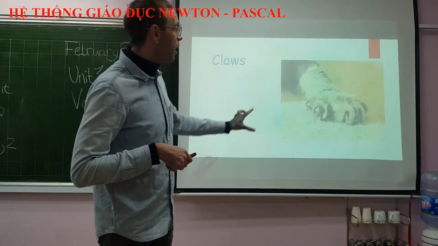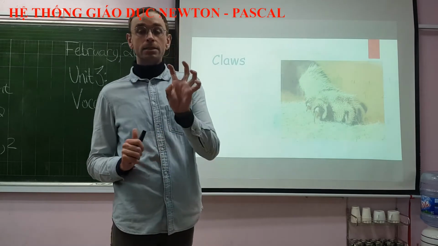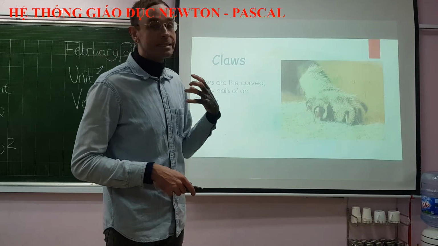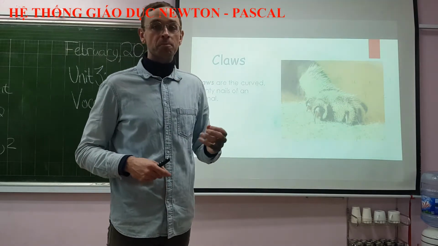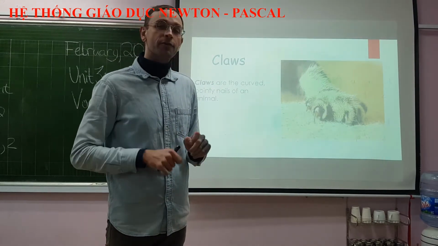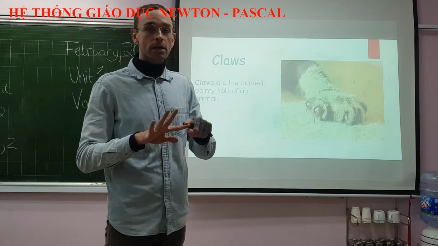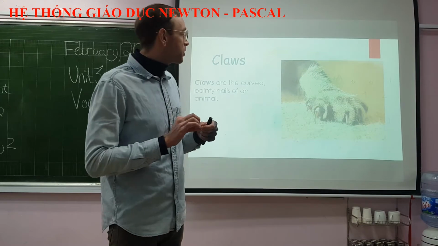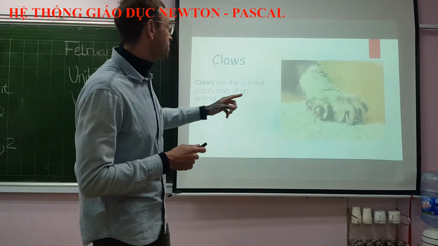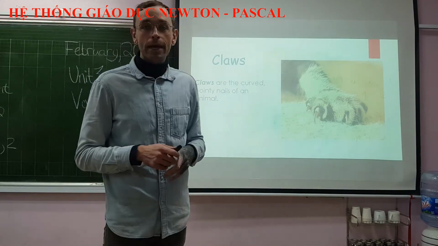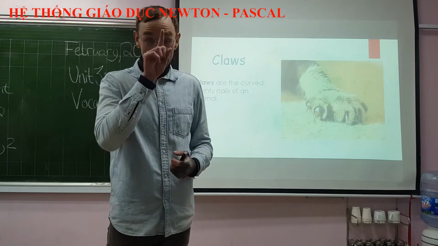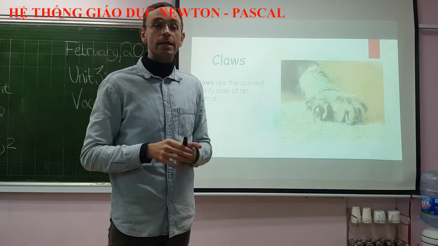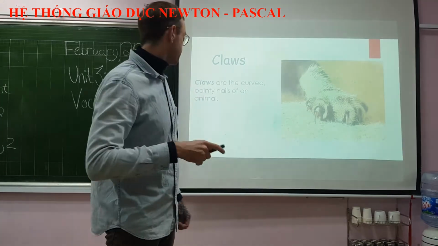Now, on the paws of a cat are its claws. Claws are the curved, pointy nails of an animal. Not like our fingernails. Our fingernails are not curved and our fingernails are flat. So they're not exactly claws. A claw is more like a horn, like a rhinoceros has a horn. It's very pointy and it's curved and it's also very sharp.